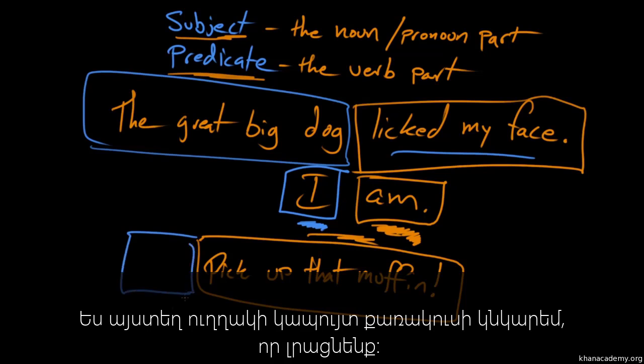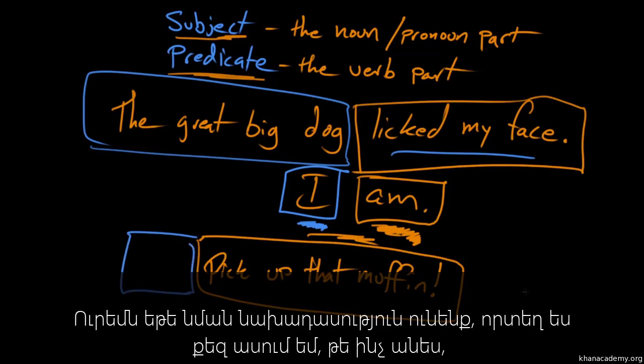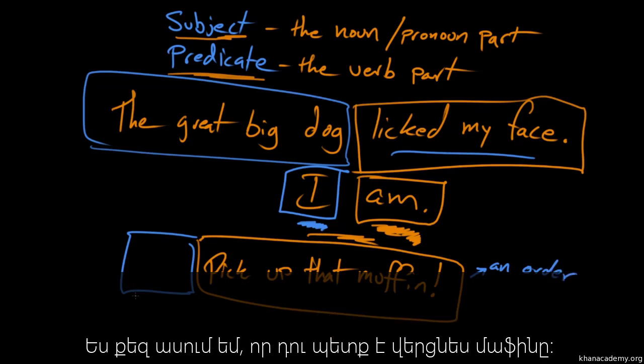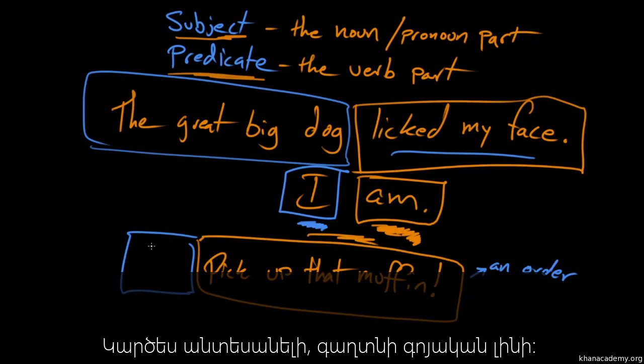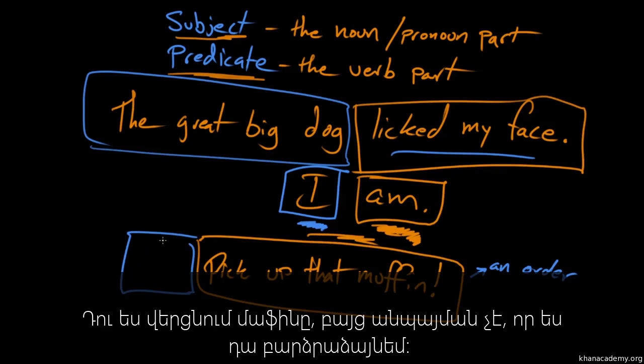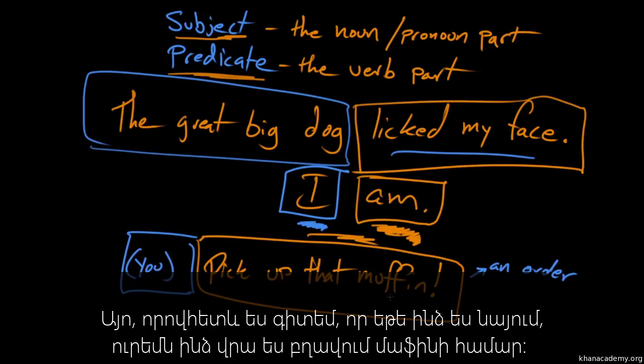What goes in the blue box? I see. So when we have a sentence like this where I'm telling you to do something, there doesn't always have to be a subject said out loud. This is like an order, right? I'm telling you to pick up that muffin. So this is kind of like an invisible secret subject. And the subject really is you. You pick up that muffin. But I don't have to say it out loud, because I know that you're talking to me. Because you're looking at me and you're yelling at me about a muffin.